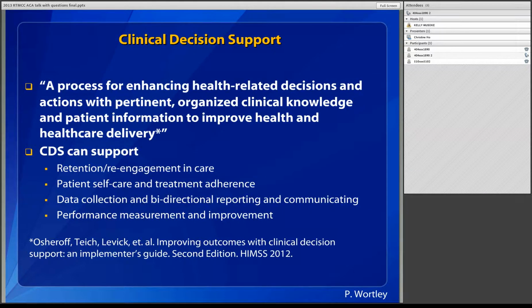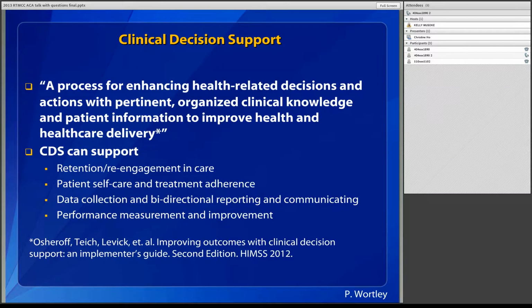And for all those patients that are smokers, a medical assistant, as the patient is being checked in, may talk to the patient and offer them referrals or resources for smoking cessation programs. So that would be a very simple and clear example of clinical decision support. Clinical decision support can also support retention and re-engagement in care.